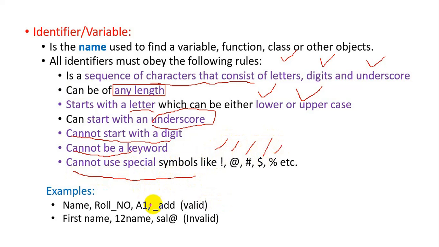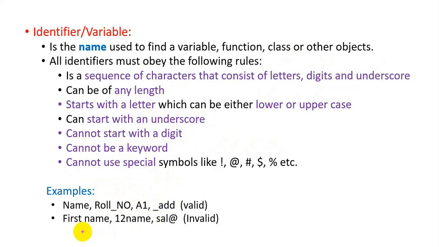For example, here roll_number is a valid identifier. Underscore is allowed. A1 is a letter followed by a number. _add: an identifier can start with an underscore or a letter, so it is also valid.